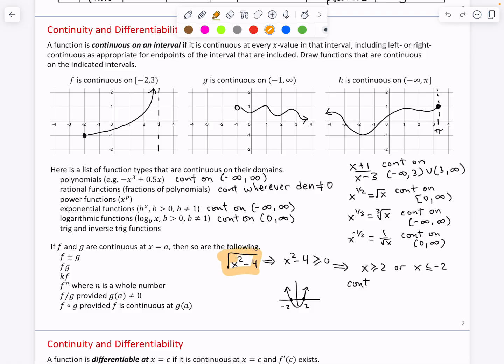In other words, this function, with the radical, will be continuous on the interval from negative infinity up to negative 2 inclusive, union 2 inclusive up to infinity. Okay, let's go to the next page.